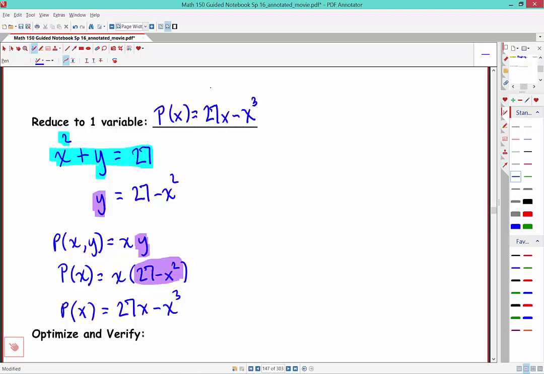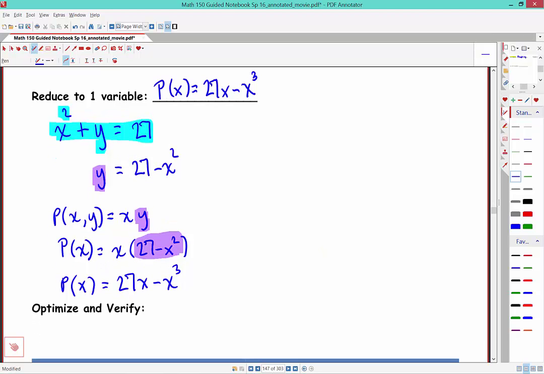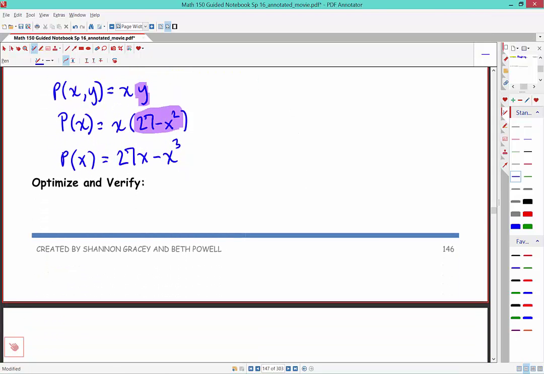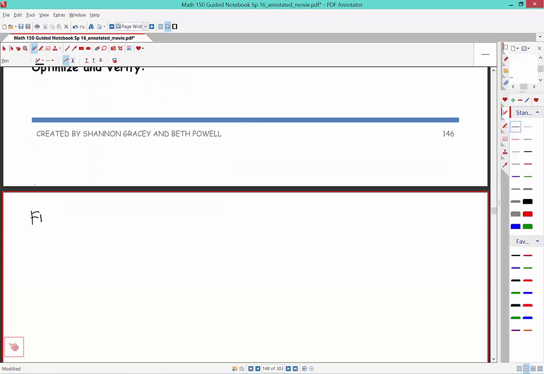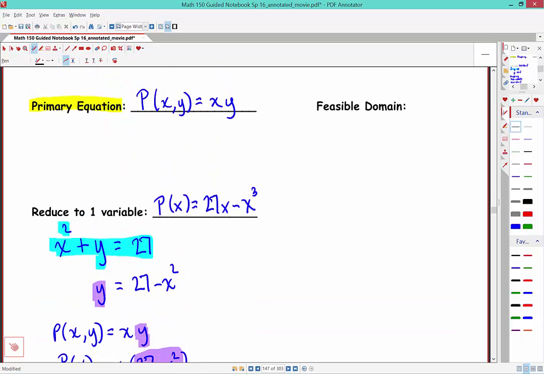Are we good so far? Awesome. Now we optimize and verify. So the optimize step, remember, was to find the critical number or numbers. Oh, actually, don't forget, we need to talk about our feasible domain. So over here at our primary equation, the feasible domain is that both x and y need to be positive. So they both need to be greater than 0.